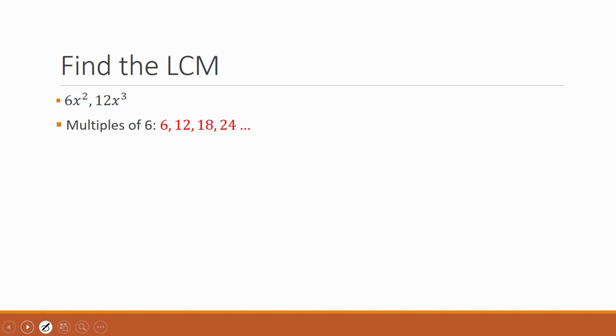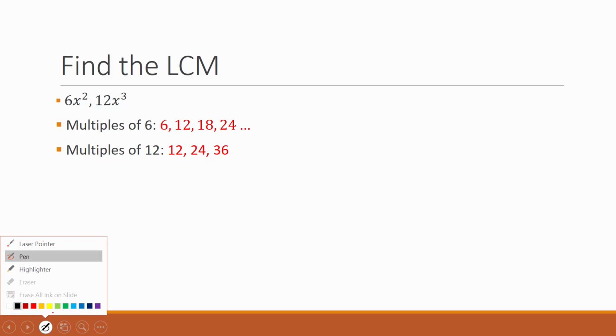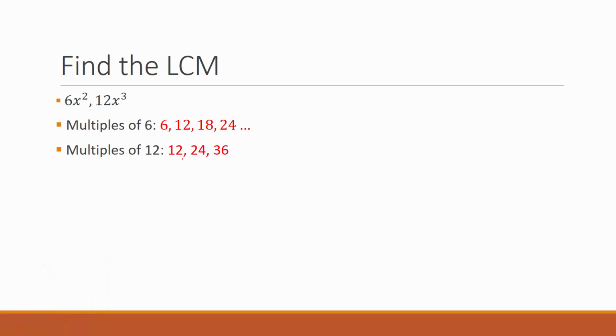So multiples of 6: 6, 12, 18, 24. And multiples of 12: 12, 24, and 36. So you can clearly see that the first common multiple that they have is 12.